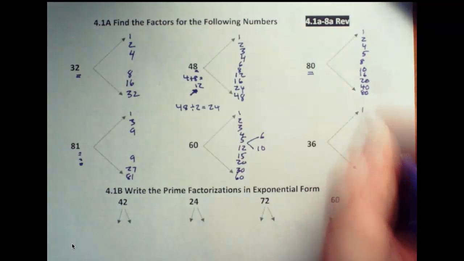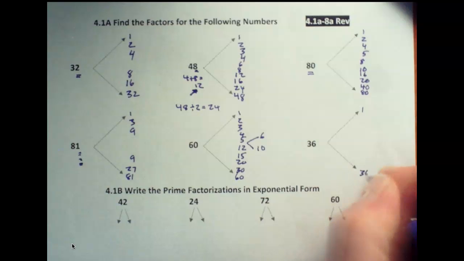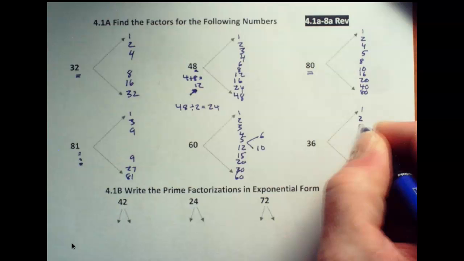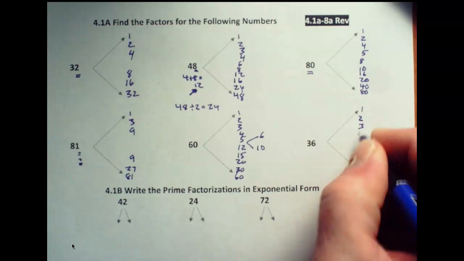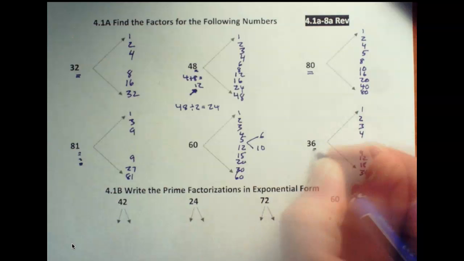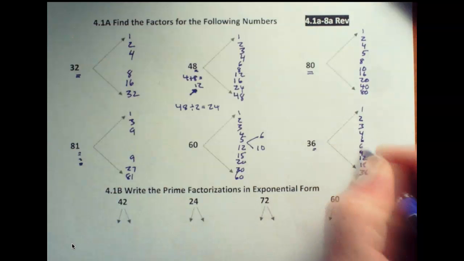And 36. 1 and 36. 2 goes in there 18 times. 3 goes in there 12 times. 4 goes in 9 times. 5 won't go in because it ends in 6. 6 actually goes in 6 times, and then we repeat it.